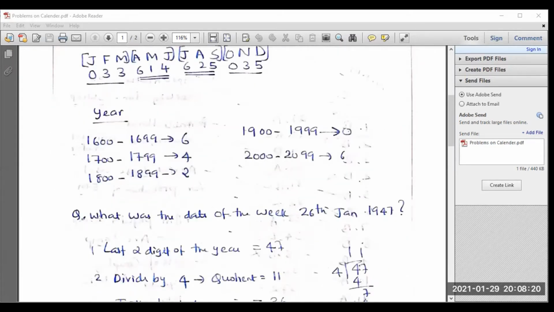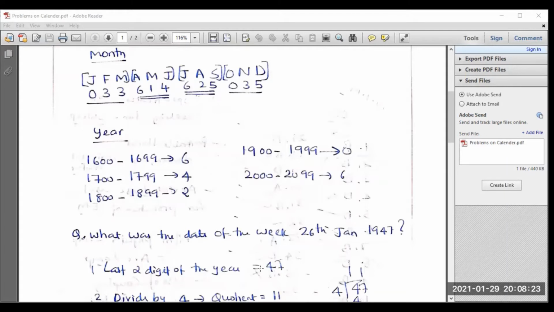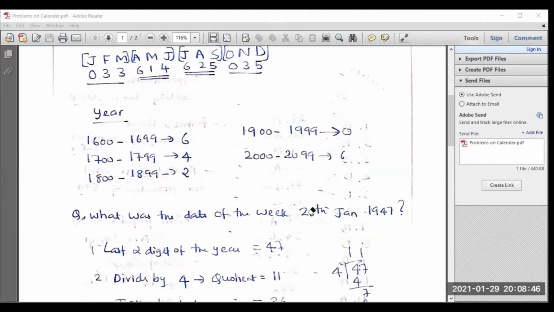Now I will tell you how to calculate the day of a particular date. Actually, coming to the question, what was the day of the week on 26 January 1947? Is it Monday or Tuesday or Wednesday or Sunday, whatever it may be, that we have to identify. That is our target. Let us move on to the procedure. First step. What is the last two digits of the year? This is 47. So 47 is the last two digits of the year. Call it number one, first step.